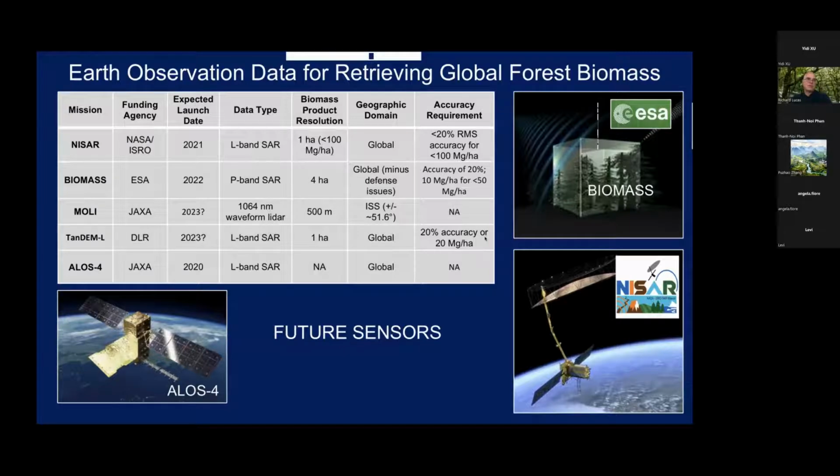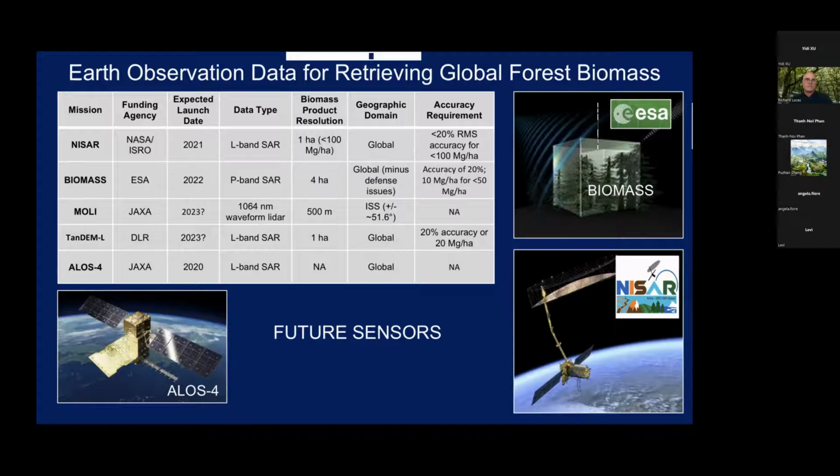In terms of future Earth observation data, there's obviously a golden age really coming forward. So we've got NISAR, which is primarily an L-band radar, and then we've got the Biomass mission, which is a P-band radar to be launched pretty soon. And then there's the MOLI spaceborne LiDAR from the Japanese Aerospace Exploration Agency. And then Tandem-L from DLR, and again ALOS-4 as well from JAXA.